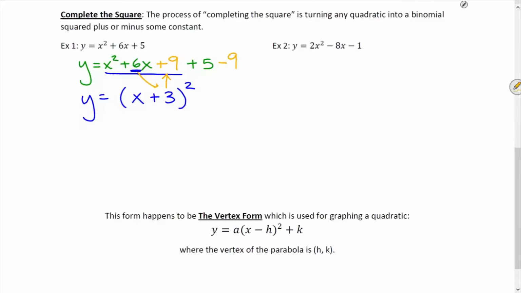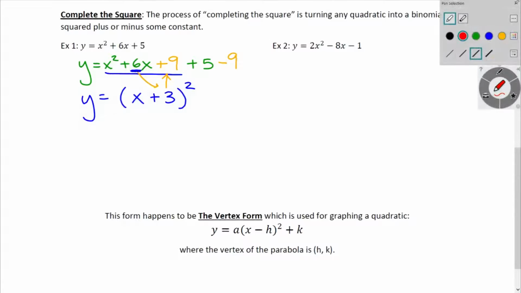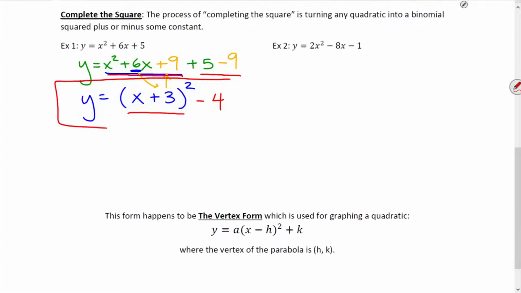So again, keep in mind that this right here, this trinomial, is this binomial squared, and then 5 minus 9 is negative 4. So this right here is in what's called vertex form. I've completed the square, and I have that equation in vertex form, which is a really convenient one for graphing a quadratic.